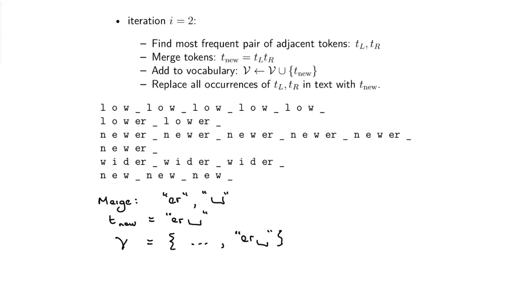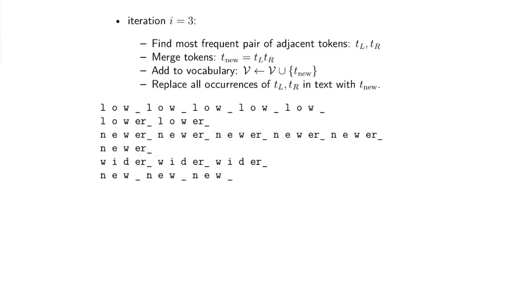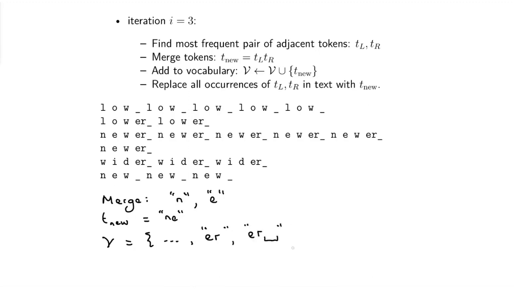Cool, so what do we do now? We merge all of them. You end up with this, okay? You can go through the rest, right? So in the third iteration, you would merge N and E. There might be ties, but that's fine. Then you just pick one of them and you probably merge the stuff in the next iteration if there are ties. Okay. And you can go through these steps if you want to. I mean, I encourage you to do it. So that now you've added ER, you've added ER space, and now you've added NE.